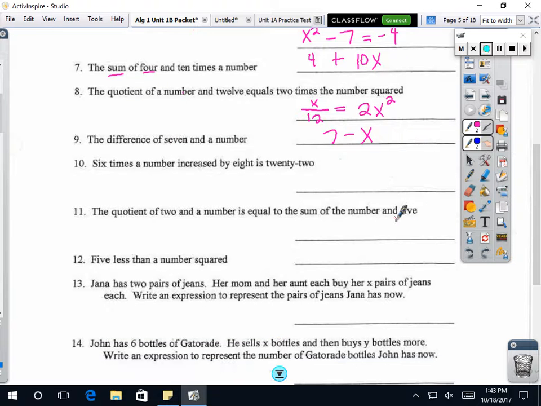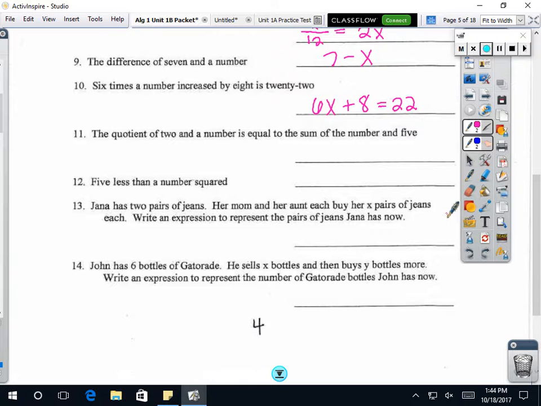Number 10. 6 times a number. How do you write that? Increased by 8, plus 8 is 22. Right? The quotient of 2 and a number, 2 divided by x, is equal to the sum of a number and 5. X plus 5. 5 less than a number squared. Right?